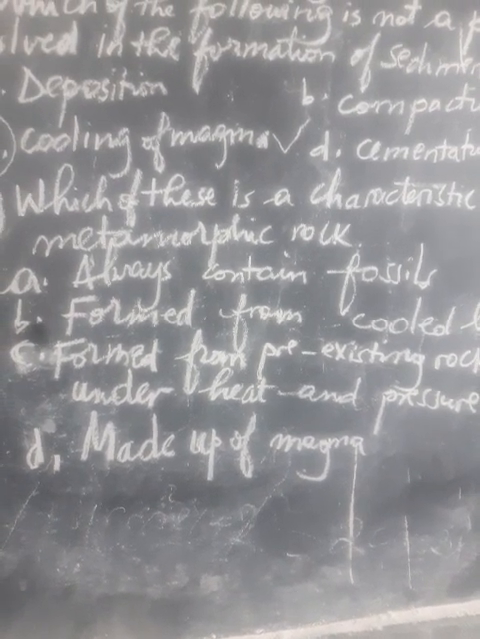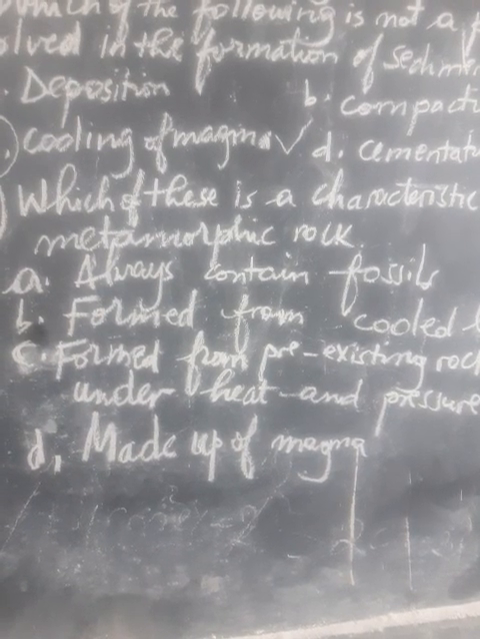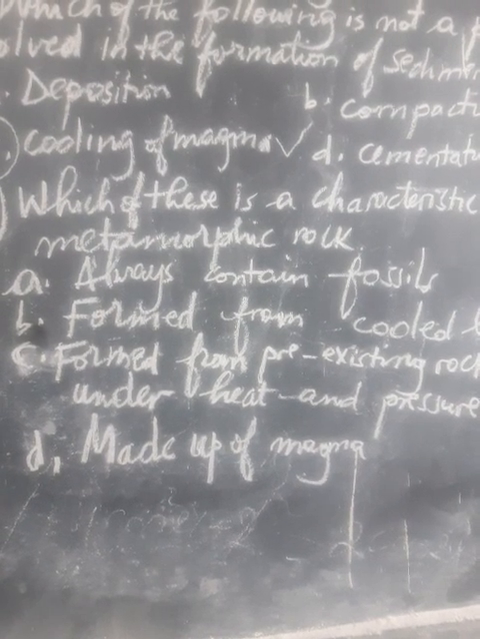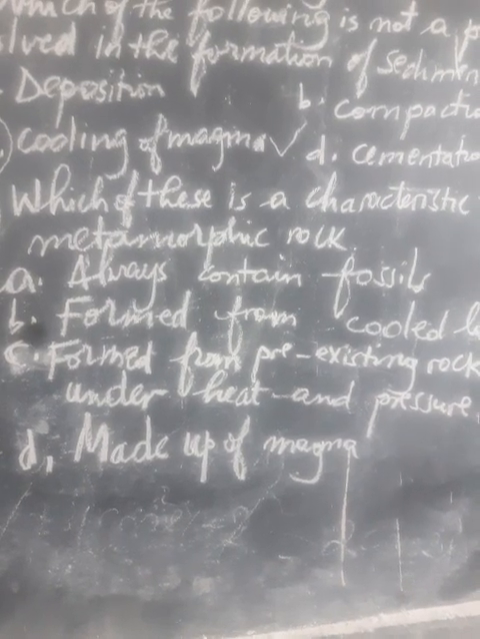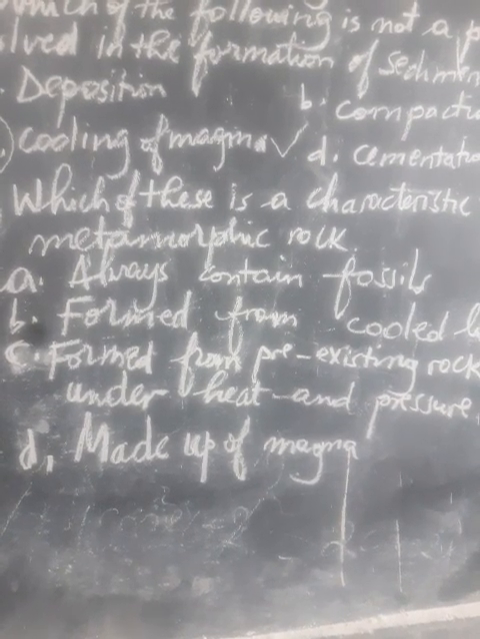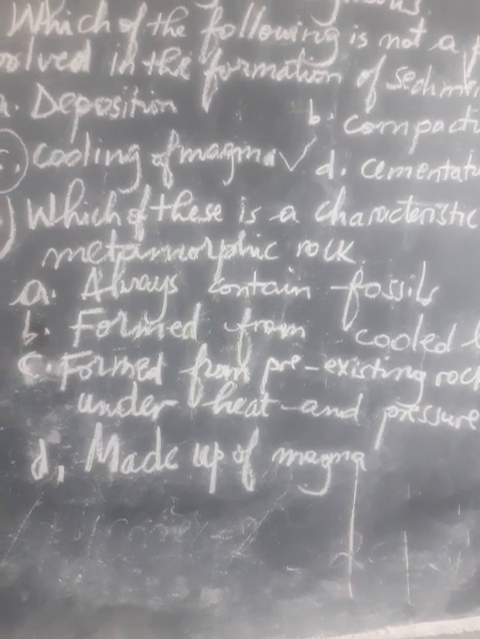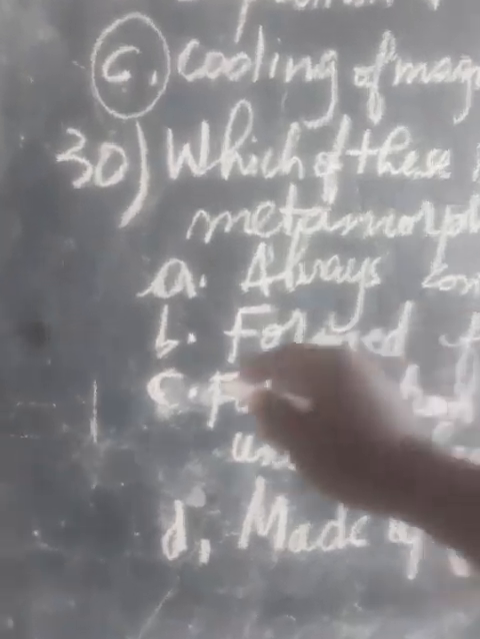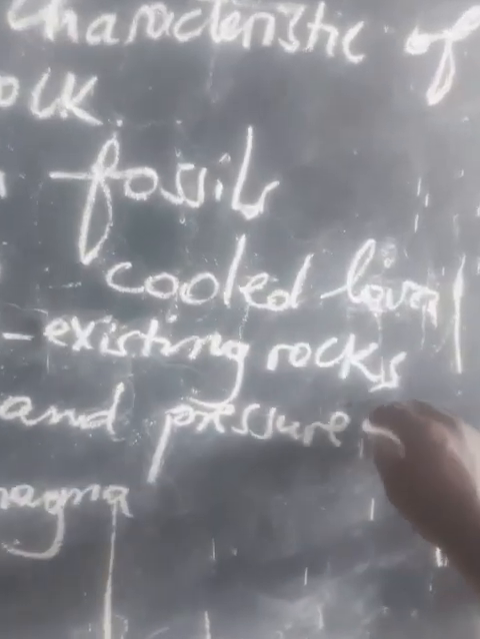So therefore the correct answer is C, because metamorphic rocks are formed from pre-existing rock, when either sedimentary rock or igneous rock is exposed to heat and pressure, which can lead to the formation of metamorphic rock. So the correct answer is C, because they are formed from pre-existing rocks under heat and pressure.